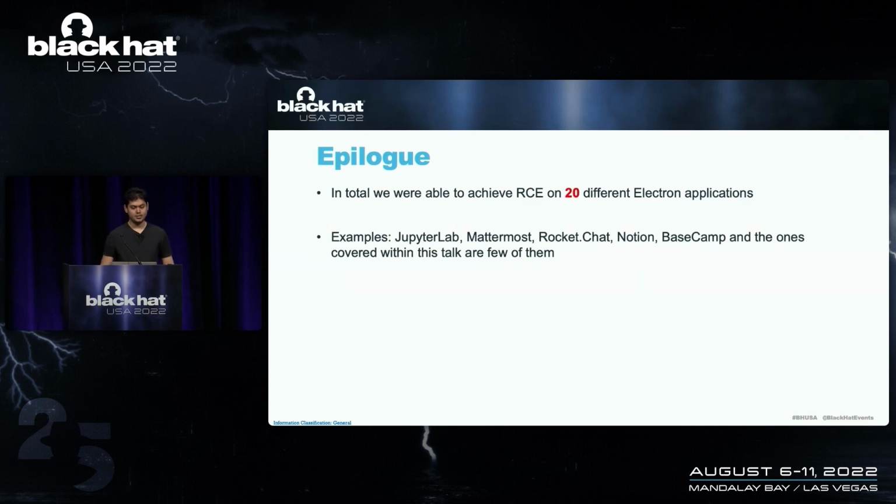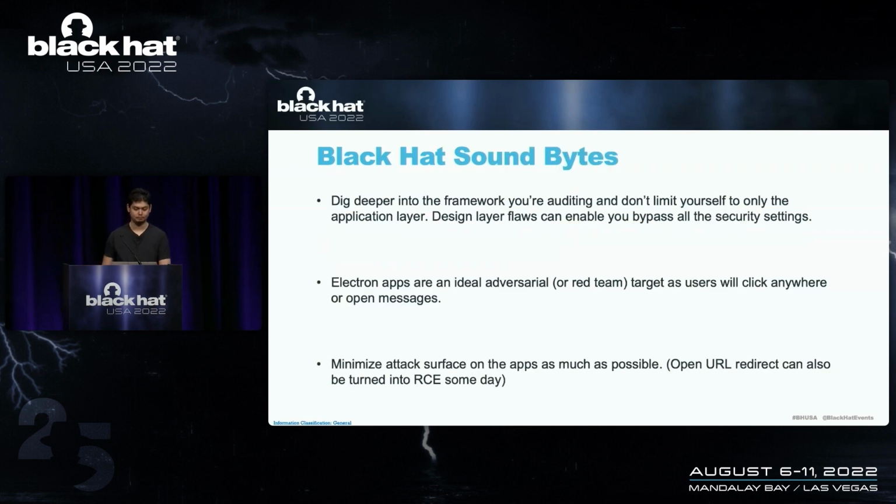APIs. As a part of our research, we were able to compromise more than 20 commonly used Electron applications. These were running at the latest version. And we were also able to compromise JupyterLab, Mattermost, Notion, Basecamp, and the apps which I showed in this demo, which are a few of them.